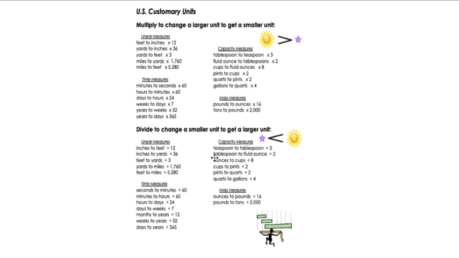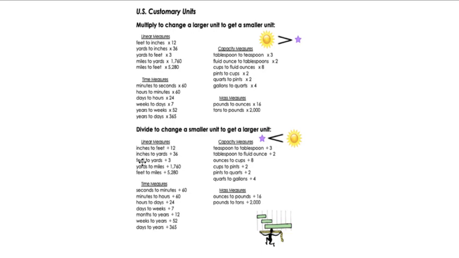Now the bottom section is when you change from a smaller unit to a larger unit, like going from a little star to a large sun. If you're going from a smaller unit to a larger unit, you're going to divide. So smaller to larger means to divide. For instance, if you're going from inches to feet, inches being smaller than feet, you would divide by 12.